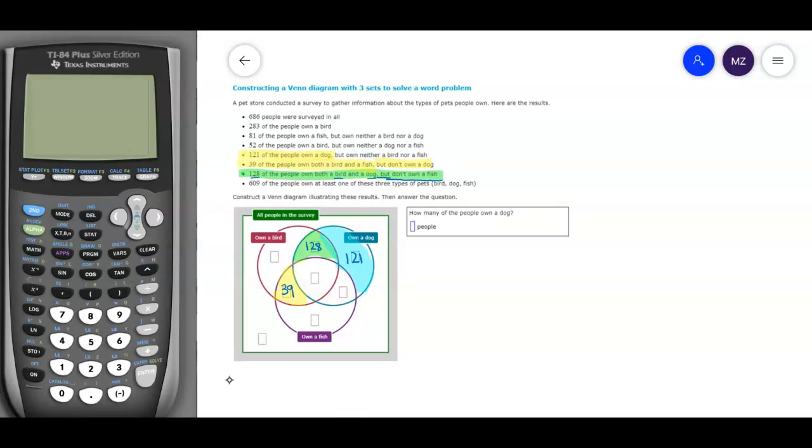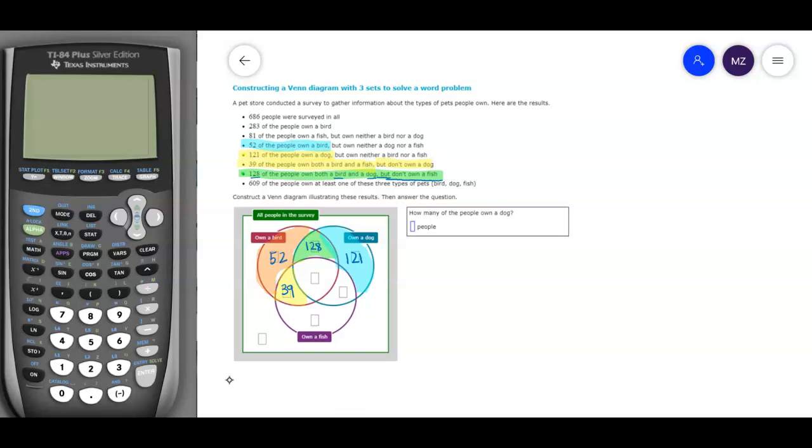All right, so we're done with 3 sentences. Let's go again. 52 of the people own a bird, so the circle of bird is going to be this one. We are in this circle, but on neither a dog nor a fish. So again, it's the same thing. This is the part of the group that owns neither a fish nor a dog, and they own a bird, obviously, right? So this is only this part, and it's going to be 52.